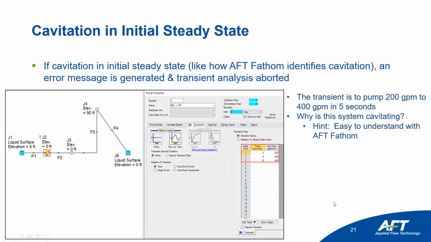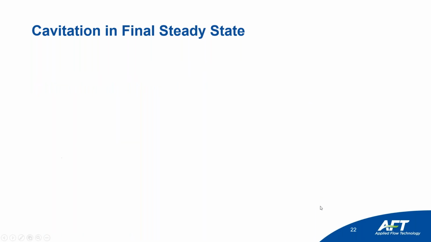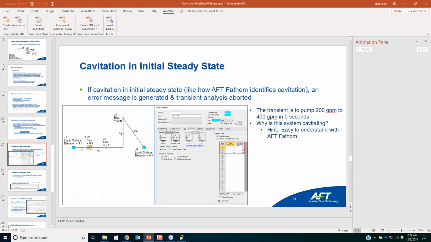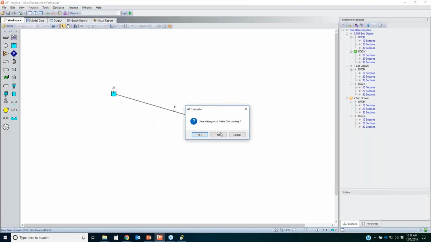We're going to actually look at, well, I don't have time. I was going to show a Fathom model, but let me open up the impulse model here. All right, 1 second.